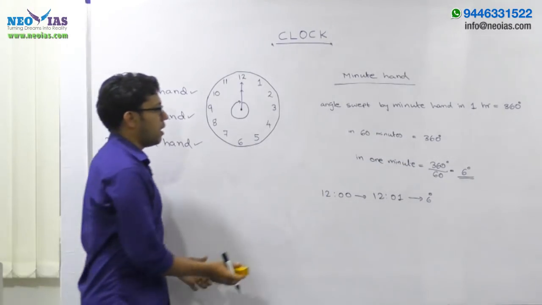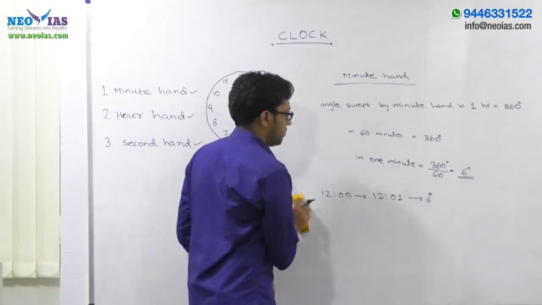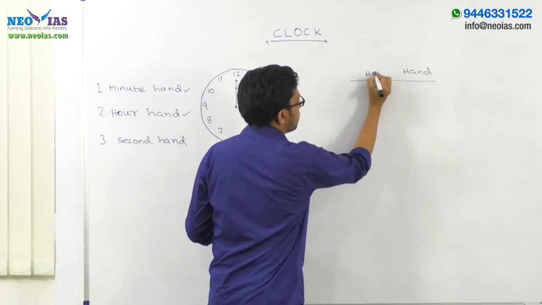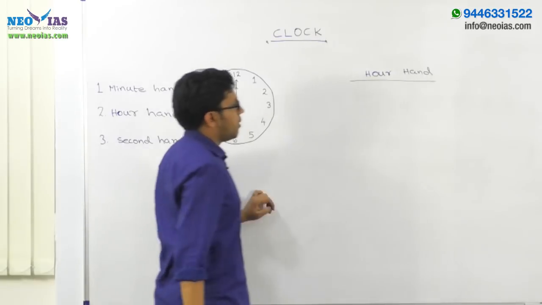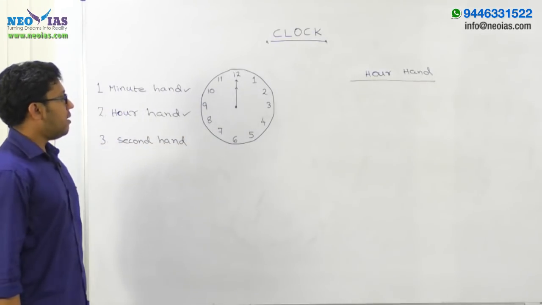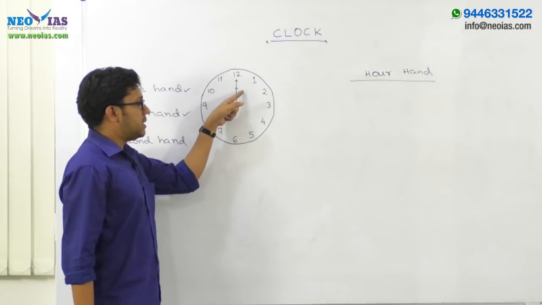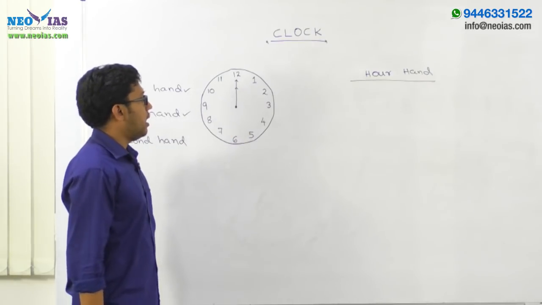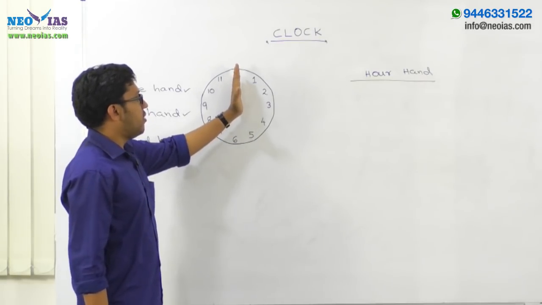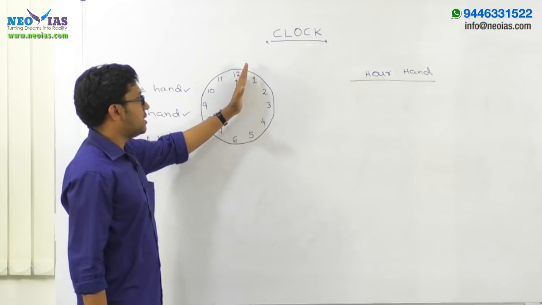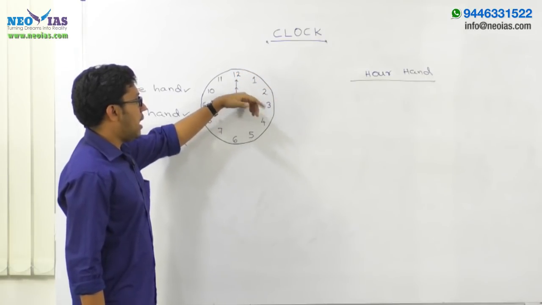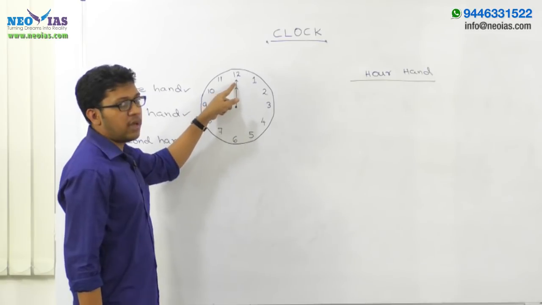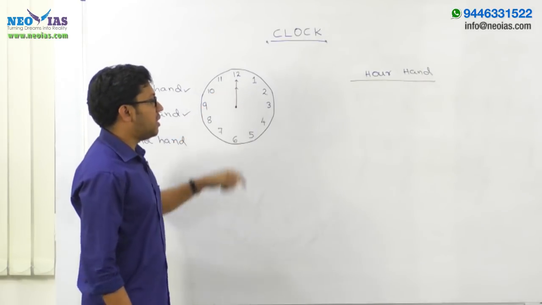Okay, then we can go for hour hand. An hour hand rotates 360 degrees in 12 hours. If you are taking from 12 o'clock, it rotates like this, 1 o'clock, 2 o'clock, and again reaching 12 o'clock, it would have swept an angle of 360 degrees.